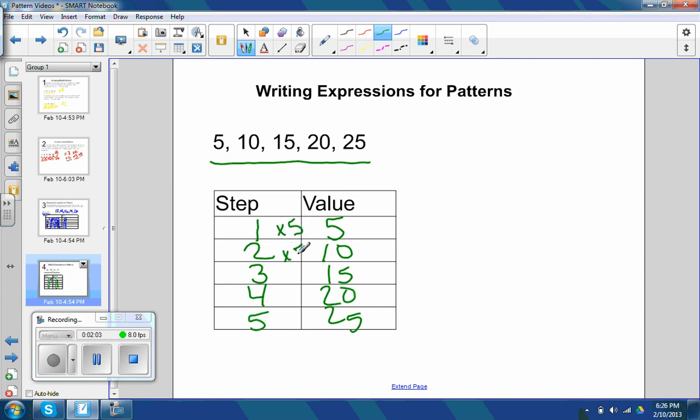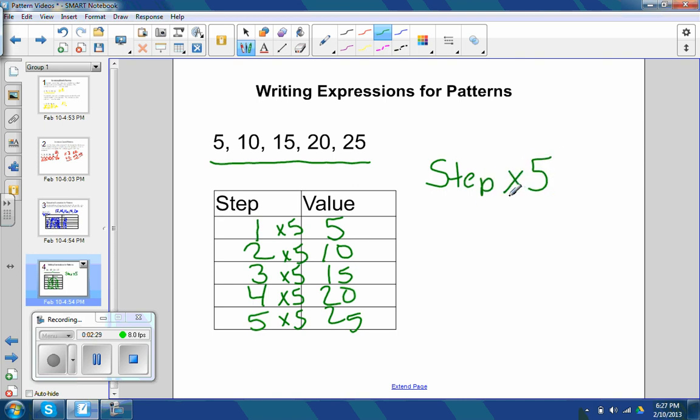We can multiply the number in the sequence, whether it's the first number or the 10th number, by 5, and we'll be able to figure out the value of that actual number. So to write this expression, we say that no matter what the step is, we're going to multiply it by 5. So we would say step times 5.